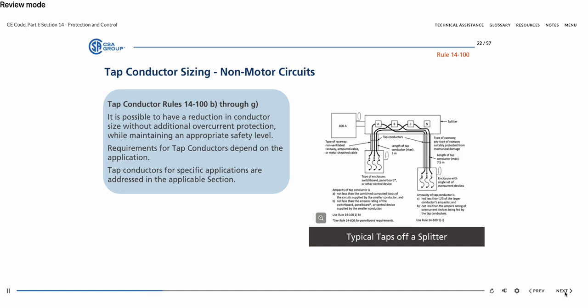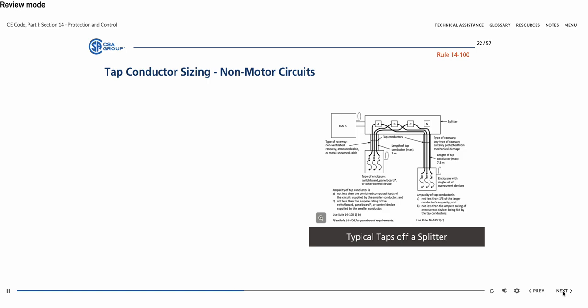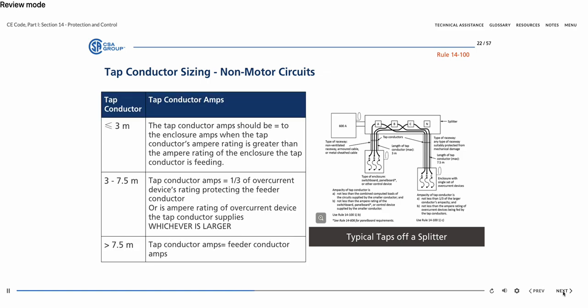There are different requirements for tap conductors depending on the application. Tap conductors for specific applications are addressed in the applicable sections, such as Section 26 for capacitors and cooking appliances, Section 28 for motors, Section 62 for electric heating, etc. The following are the rules related to tap conductors in general.